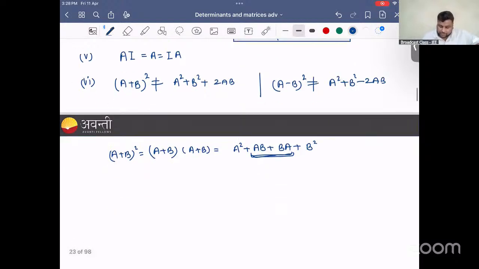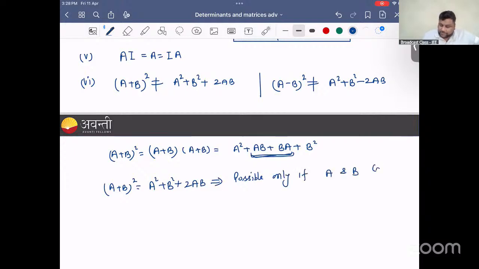All right. So if we write sometimes that A plus B whole square is A square plus B square plus 2AB, possible only if A and B commute each other. Otherwise, we will use this particular one.